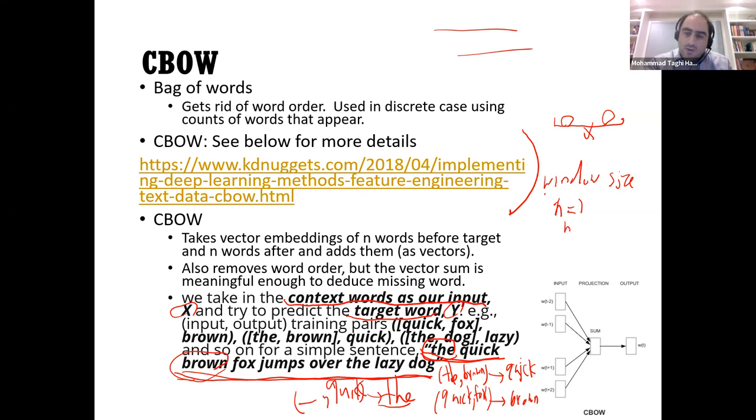So for example, if n is equal to two, then for the word "brown" it would be like this: "the", "quick", then the words after, "fox" and "jumps". This is the input. You can consider this has four columns. And what should be the output? The output should be the missing word. The missing word here is "brown".